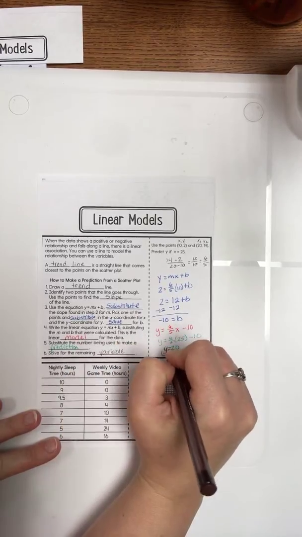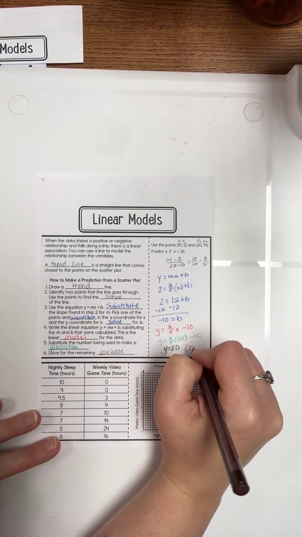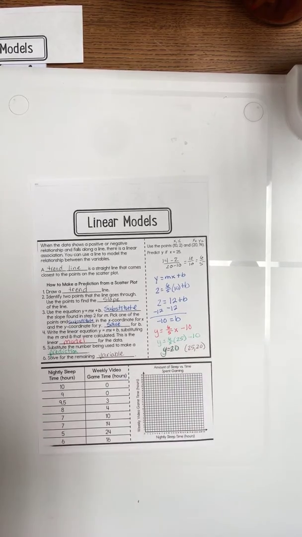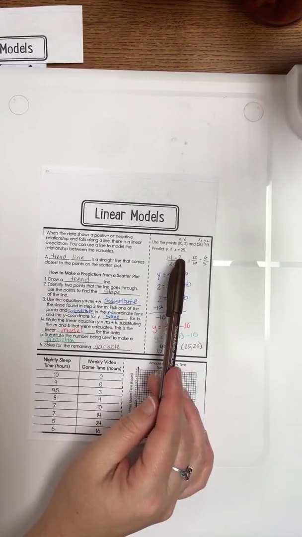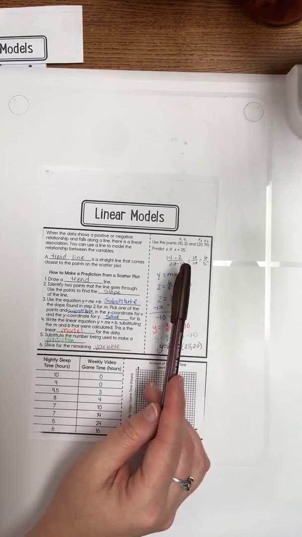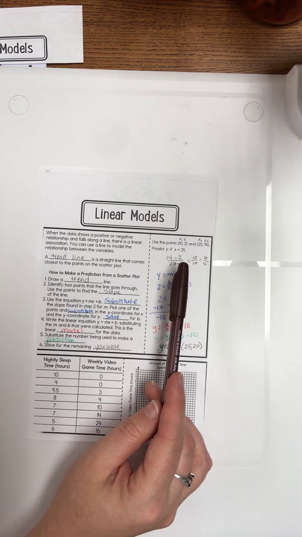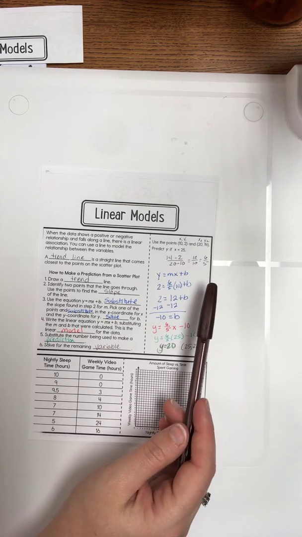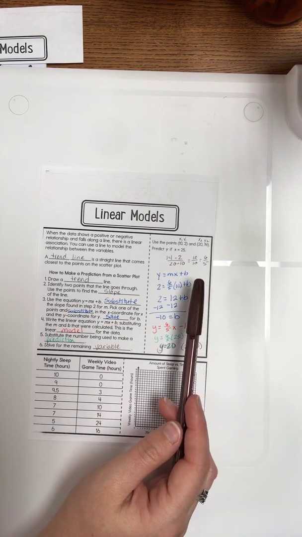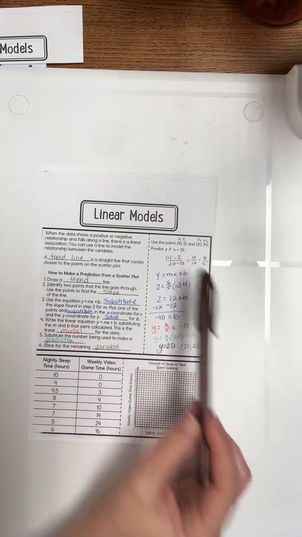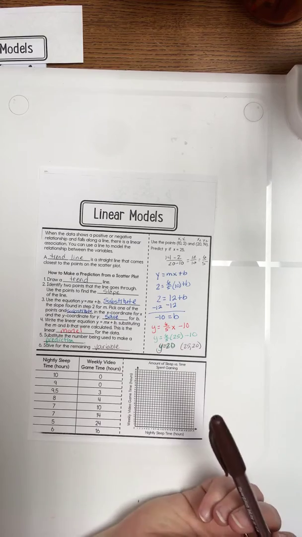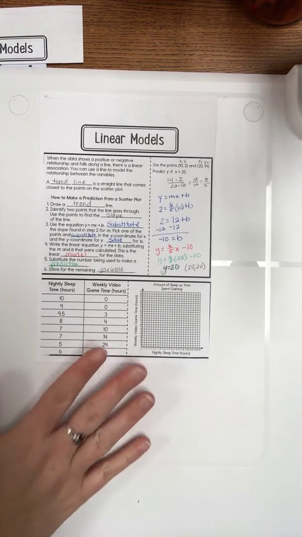So y equals 20. My ordered pair would be (25, 20). Let's just say this is how far you walked in relation to how many calories you burned. I know that's not accurate, but let's say you walked for 25 minutes and you burned 20 calories. That's your prediction. Okay? So let's look at the bottom here.